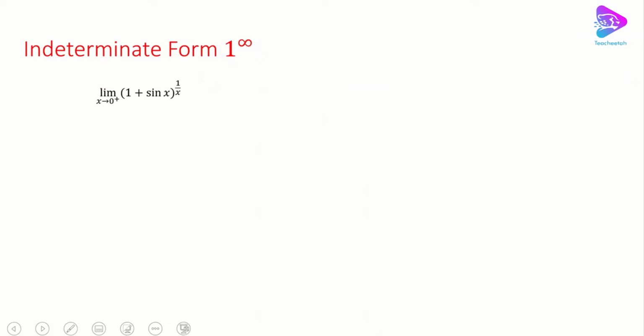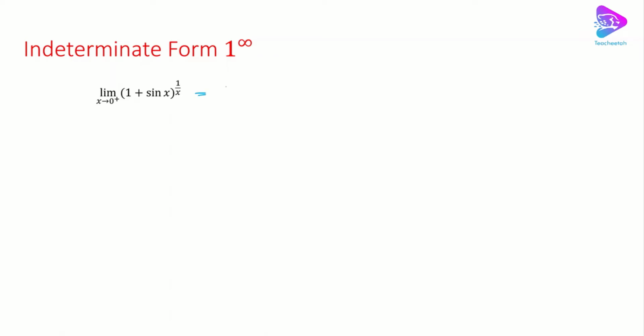The fourth one is 1 to the power of infinity. So again, this is an indeterminate form, and when you are dealing with this kind of indeterminate form, again you have to use some techniques to solve them. So let's look at this example. We have the limit of 1 plus sine x to the power of 1 over x, and what we need to do is plug in 0 positive instead of x.